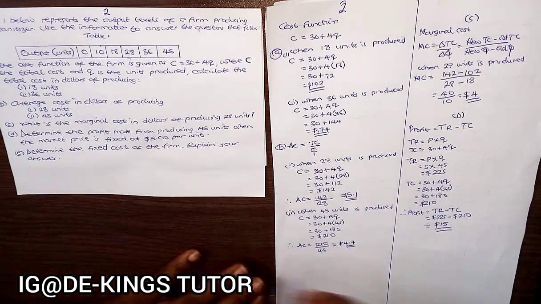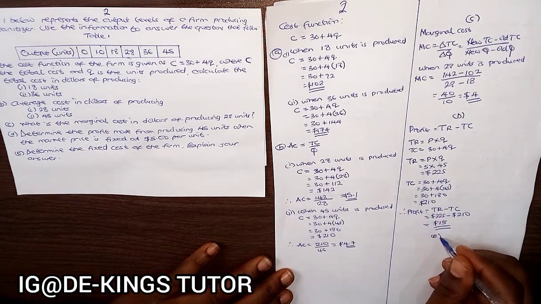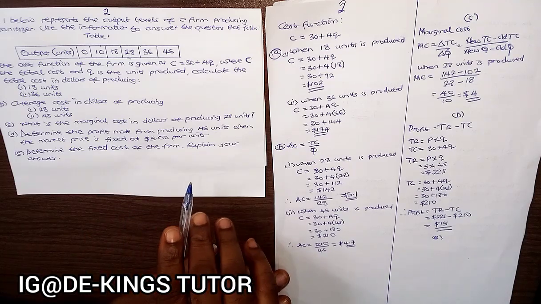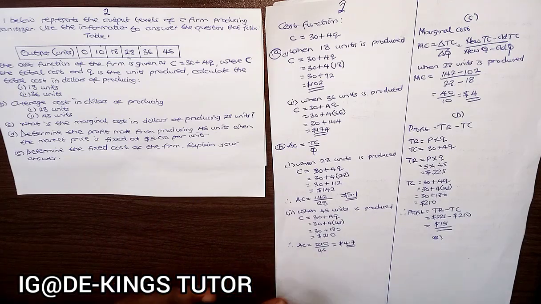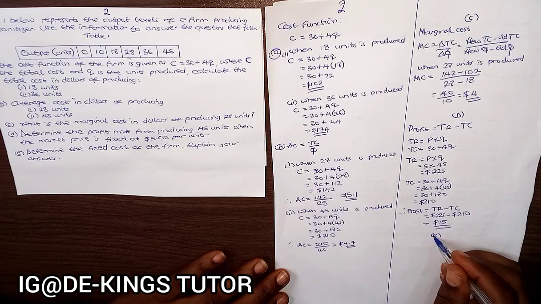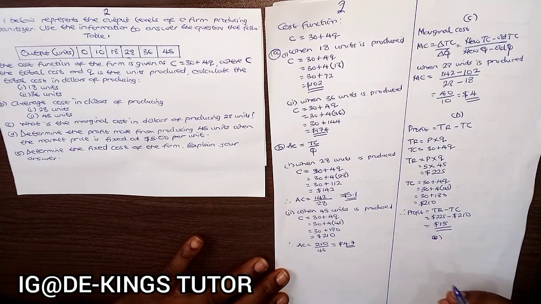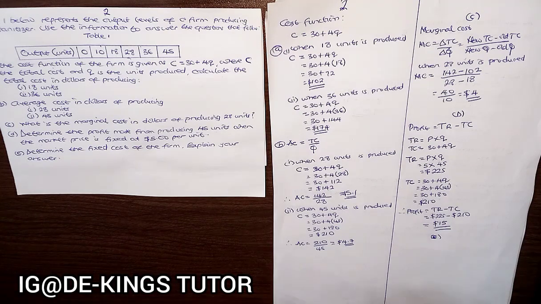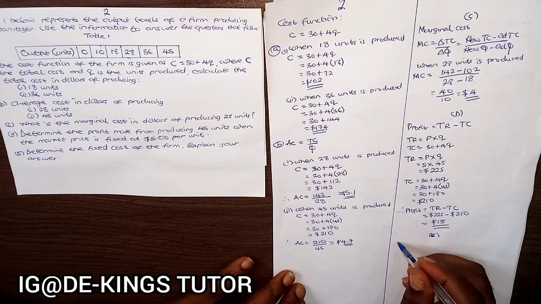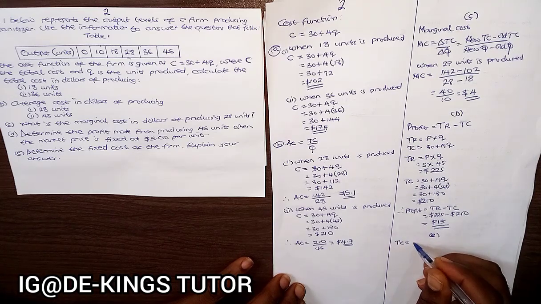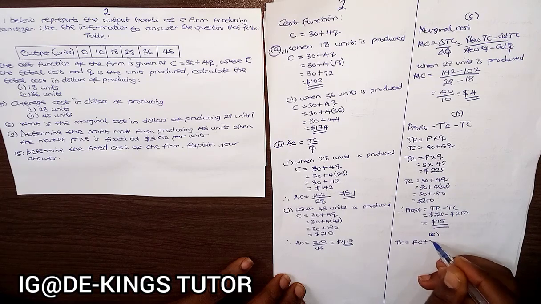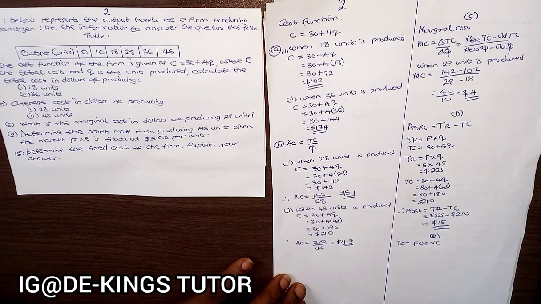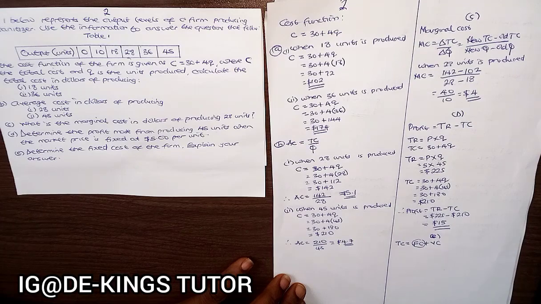Now the last one, E. They said determine the fixed cost of the firm. Explain your answer. Now, remember, fixed cost is the cost of an enterprise that does not change with the level of output. They remain constant. And we already know that our total cost is a combination of fixed cost plus what? Variable cost. So the fixed cost at this point remains constant.